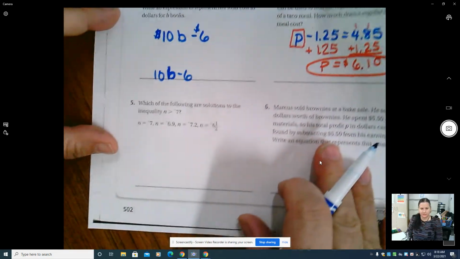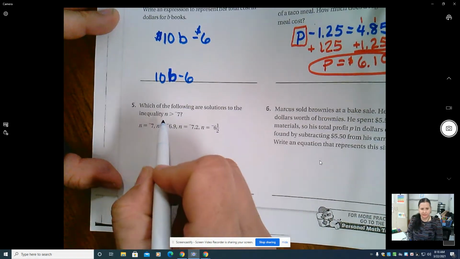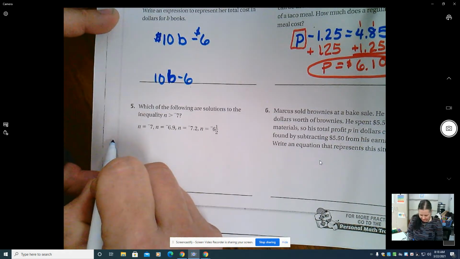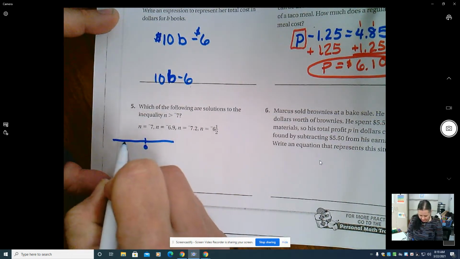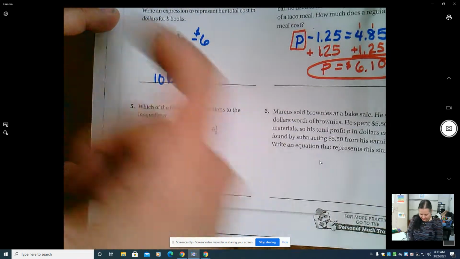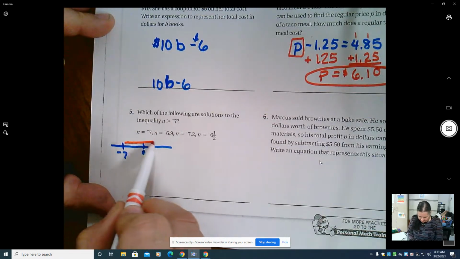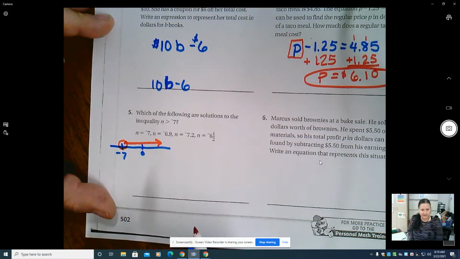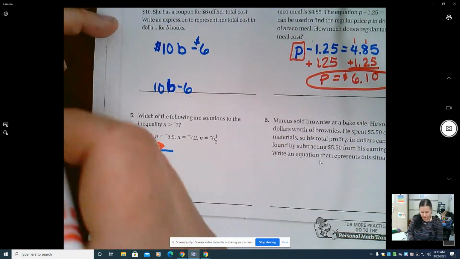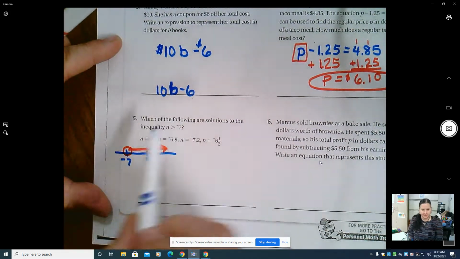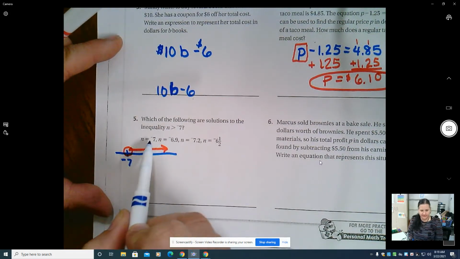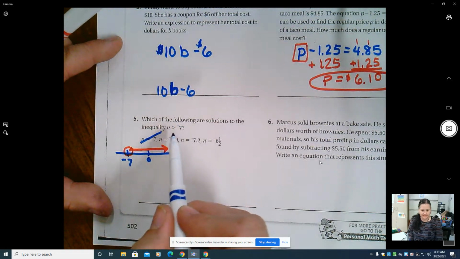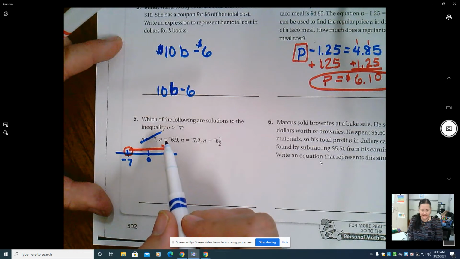Okay, which of the following are solutions to the inequality n is greater than -7? So let's talk about that first. Here we have 0, here we have our -7. If n is greater than -7, it's going to be any of the numbers that are this way, but not the -7, because it doesn't say greater than or equal to. So let's look at this. N equals -7. That does not work because that's an open circle. It doesn't say equal to here.